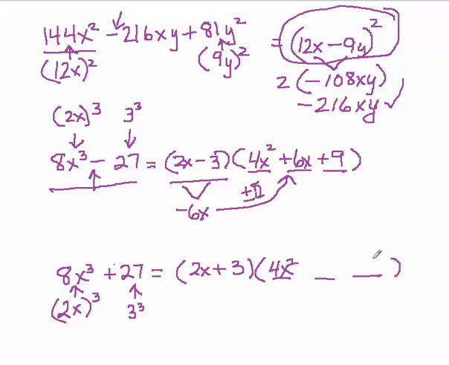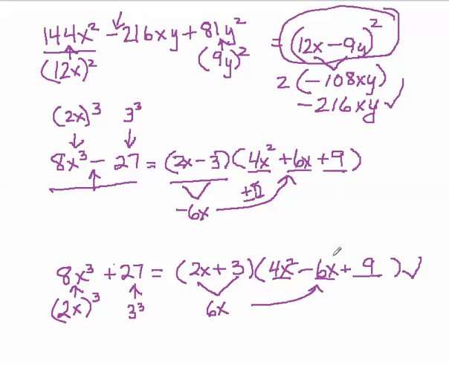Take the 3 and square it. That'll be the last term. It's a positive. Multiply the 2 and the 3, you get 6x. Change the sign and put it in the middle. Okay? And that's it. That's the correct answer.